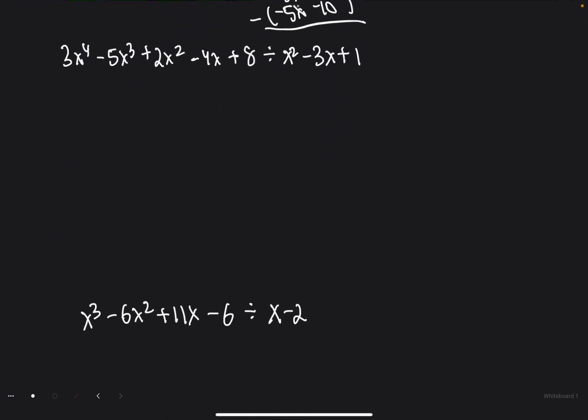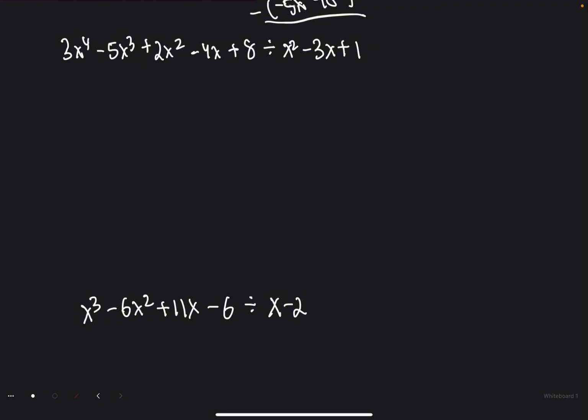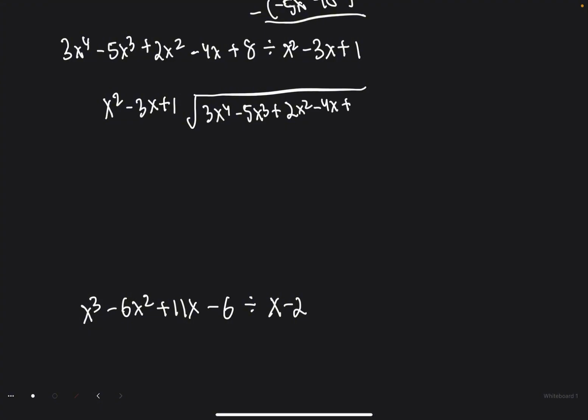So this next problem we have is 3x to the fourth minus 5x cubed plus 2x squared minus 4x plus 8 divided by x squared minus 3x plus 1. So in this problem, we don't see anything that's wrong about it. There's no placeholders needed, so we can just go straight into a divisor and a dividend. So the divisor would be x squared minus 3x plus 1. And then we also have our dividend, so that would be 3x to the fourth minus 5x to the third plus 2x squared minus 4x plus 8.